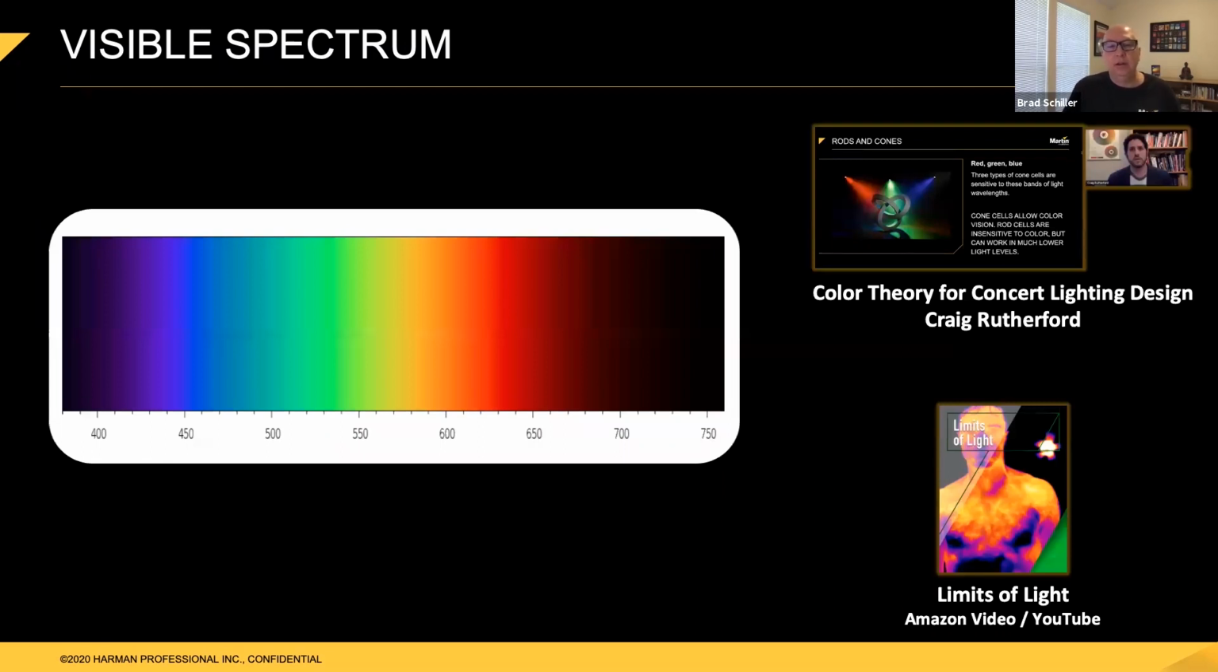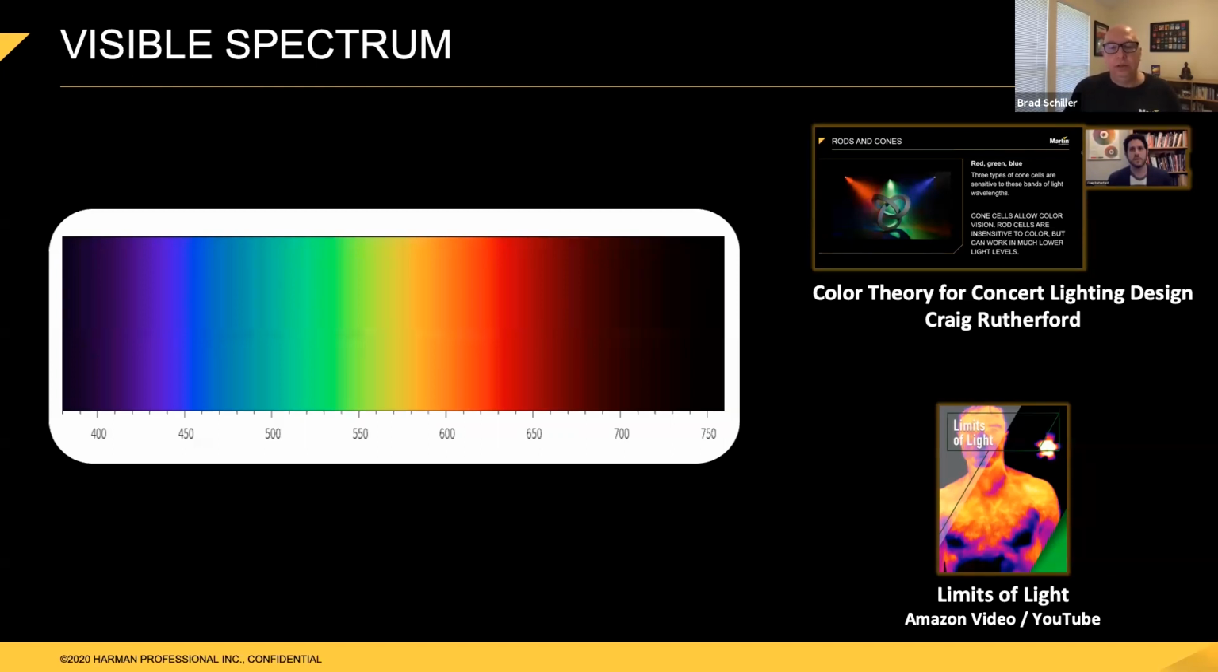And in this, he talks a little bit about how our eyes actually respond to light with our cones and rods and how you can see the visible spectrum. So that's really a cool thing, and you can find that on the Martin website. You can download that or click to view it. And Craig talks all great things about color and color theory.